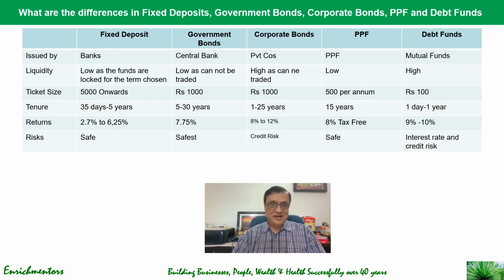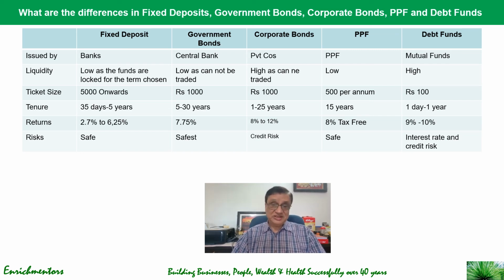Ticket size, I'm talking about particularly in India. The fixed deposits are 5,000 rupees onwards. Government bonds can be 1,000 rupees. Corporate bonds also 1,000. PPF can be 500 rupees per annum. And debt funds you can invest as low as 100 rupees. The tenure varies again. Fixed deposits, as we were talking about, vary from 35 days to 5 years. Government bonds from 5 to 30 years. Corporate bonds from 1 to 25 years. PPF definitely 15 years. And debt funds you could do between 1 day and 1 year.